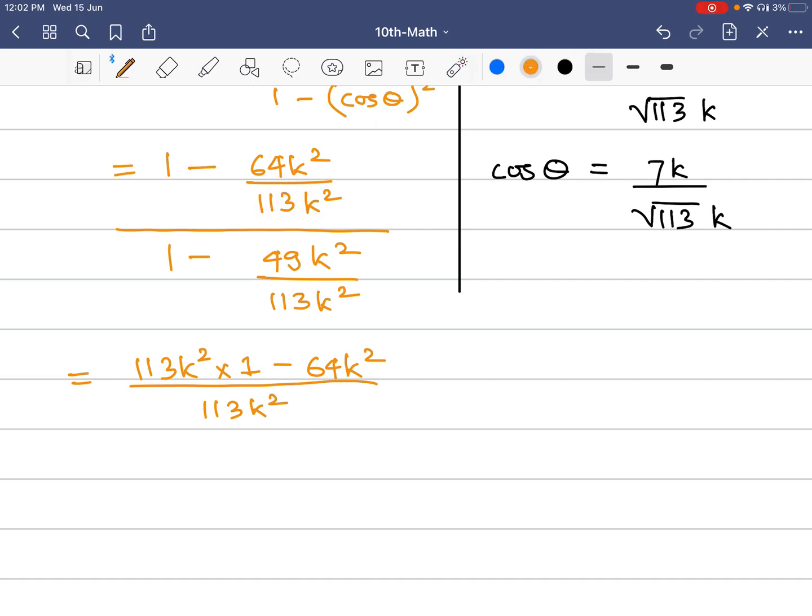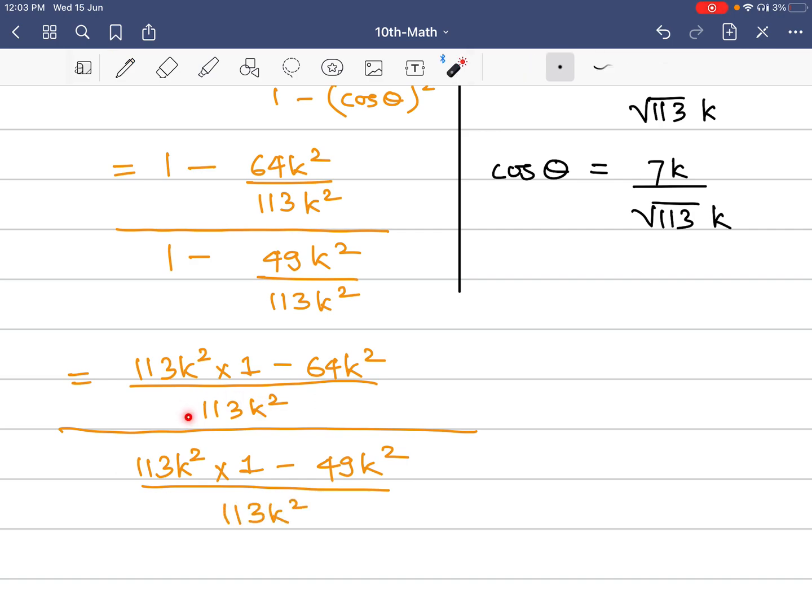Okay, so this becomes our numerator, and now the denominator is also the same thing. 113k square into 1 minus 49k square. So let me write it down. 113k square into 1 minus 49k square, the whole divided by 113k square. So now this is the denominator. We are going to cancel them out right away. So this goes, this goes. What remains is just this value.